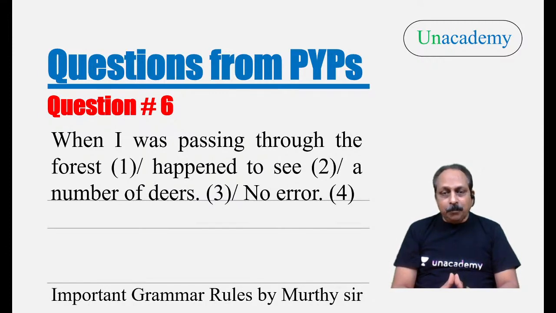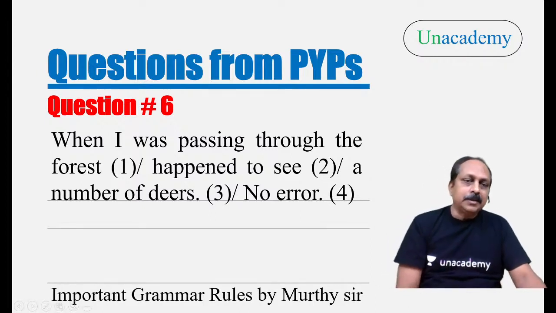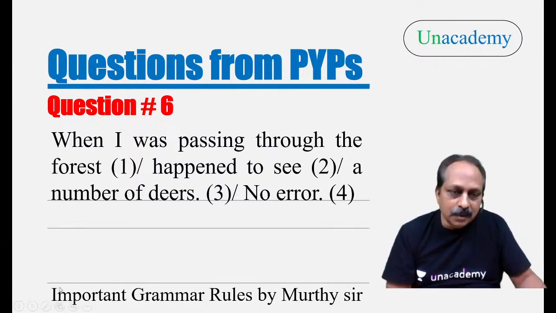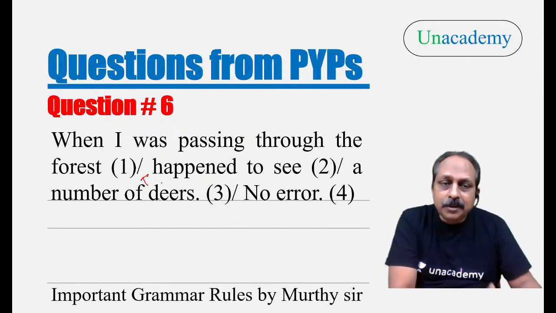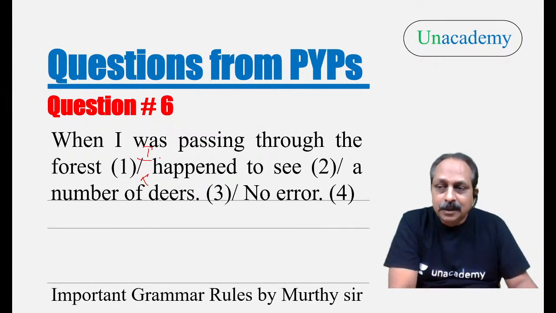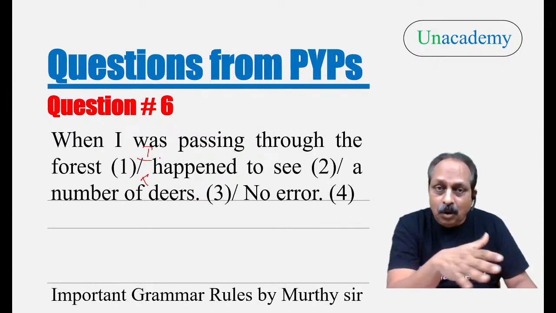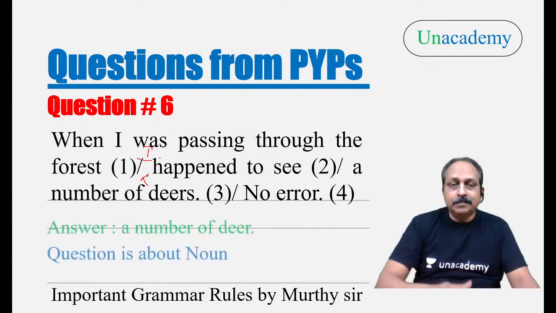When I was passing through the forest, I happened to see... There should be "I" here. Please give me a second. I will correct it. That is not the actual error. While I was passing through the forest, I happened to see a number of deers. It is not deers. Deer, sheep, salmon, all these, whether we are talking about one or more than one, always have the same form. Deer. Deers is not correct.